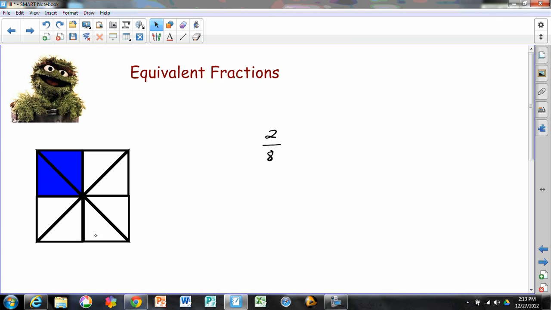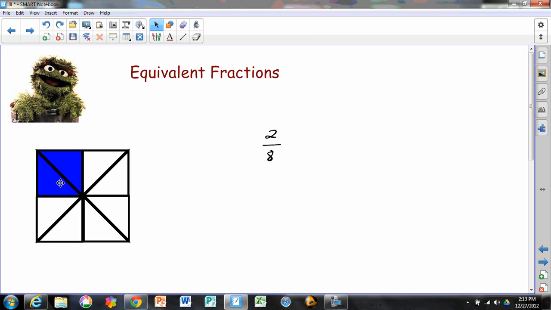If you look at this picture model to begin with, you can see that I have a square, and I've divided it into 8 equal parts, and 2 of those parts I've shaded in blue. We can see that that fraction, 2/8, is represented in the number model right here.